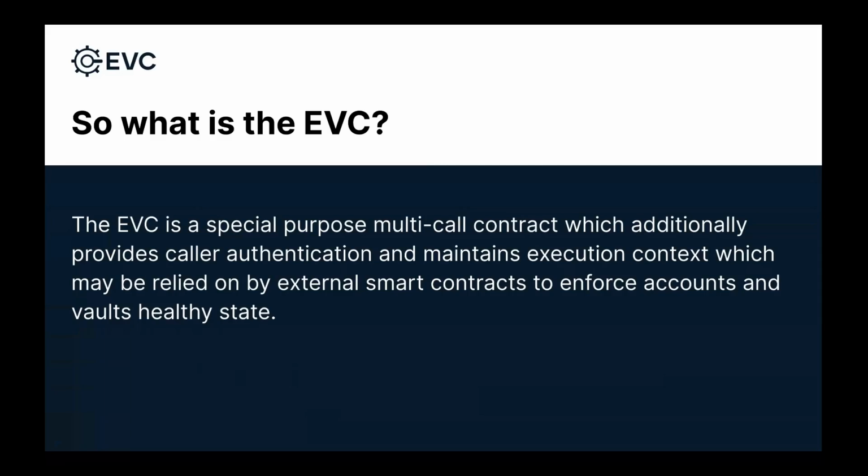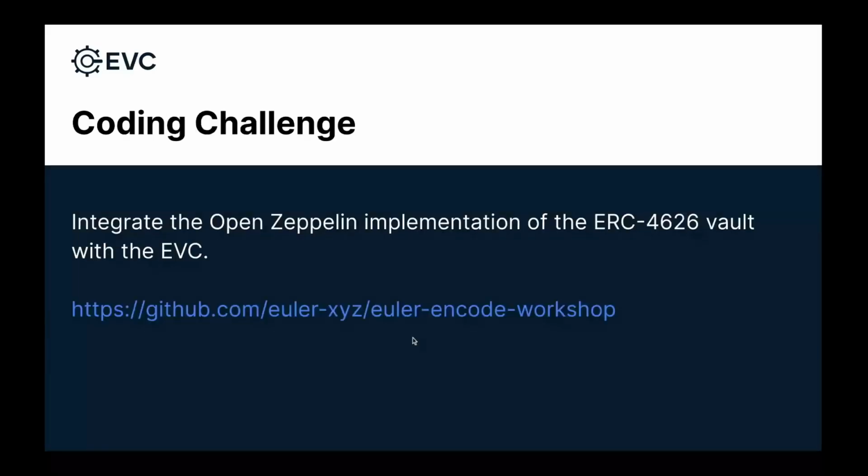However, in order to do that properly, the EVC needs to keep track of users' enabled controller and collateral vaults. This is something that I mentioned here at the beginning. Okay, cool. So what we are going to do today is we will try to integrate the OpenZeppelin implementation of the ERC-4626 vault with the EVC. The only thing that we will do today is the EVC integration. Thanks to that, other borrowable vaults will be able to use our vault as a collateral.